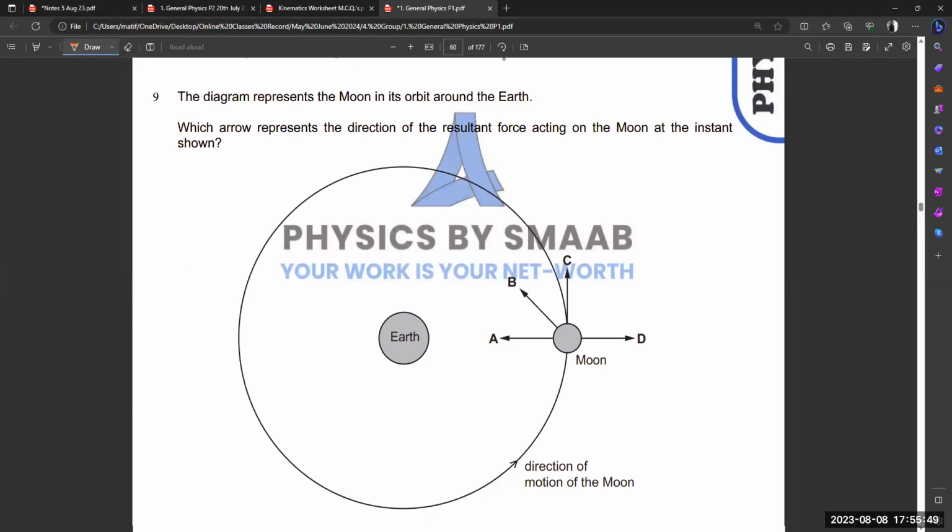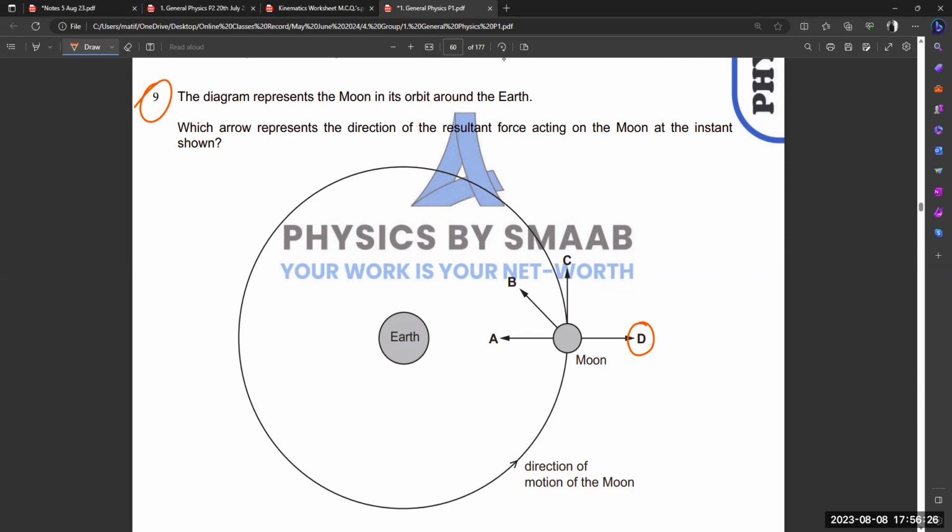Question nine: if the resultant force is towards the center of the circle, then why does the object not move closer to the center? Because when we start the circular motion, one force is actually in the outward direction. That force which tries to keep the body out of the circle is known as centrifugal, right? But that is not part of our syllabus.